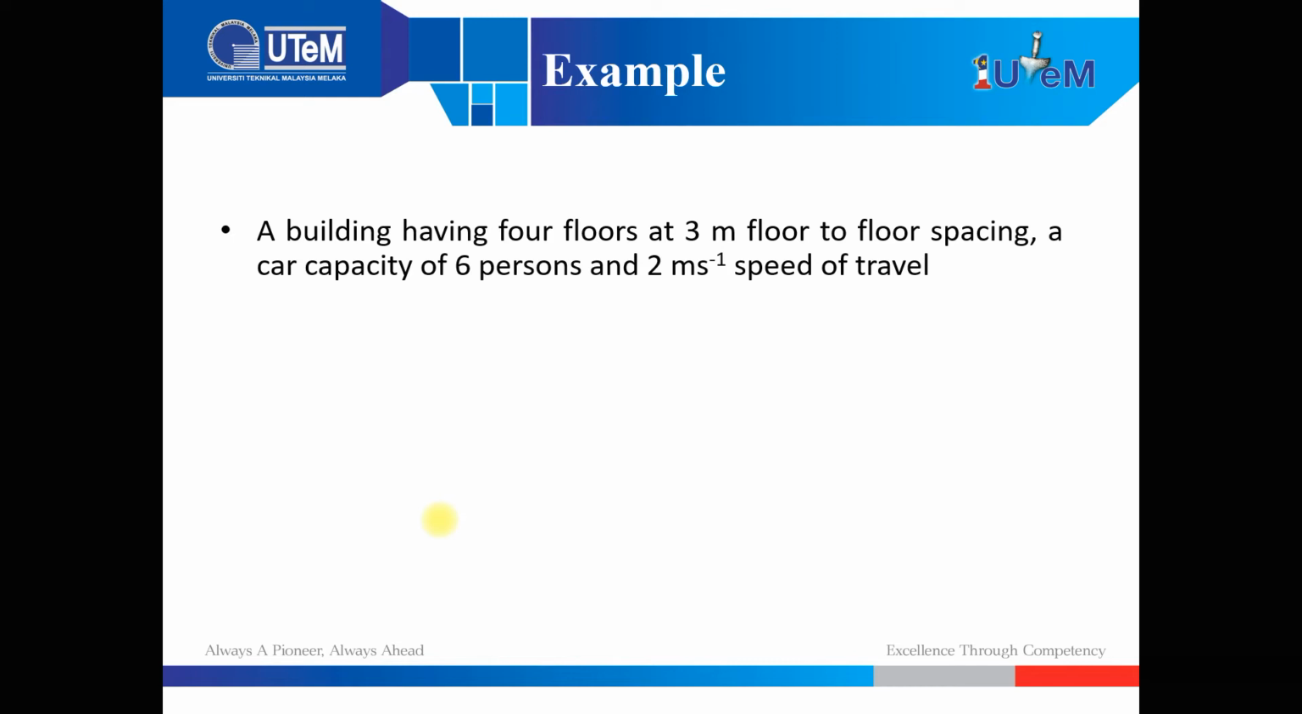Let's say we have a building with 4 floors at 3 meter floor to floor spacing. So daripada satu floor ke floor jaraknya 3 meter, and kita ada 4 floor. And then the car capacity of 6 persons. Okay, capacity untuk elevator car tu adalah seramai 6 orang, dan speed of the travel is 2 meter per second.